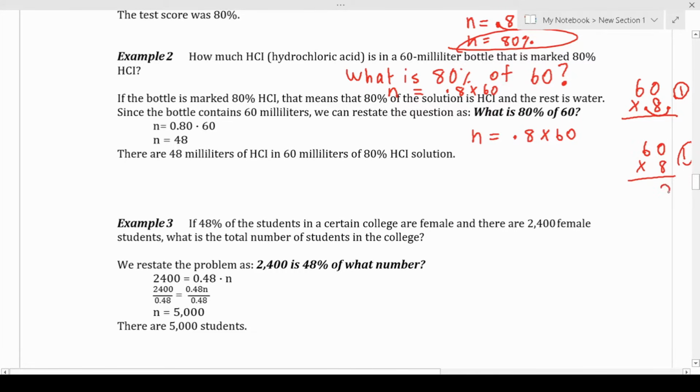0 times 8 is 0. 8 times 6 is 48. Shift your one decimal back in. So we can see that n in this case is 48. So to answer this question, what is 80% of 60? That's going to be 48. And of course, that's milliliters.